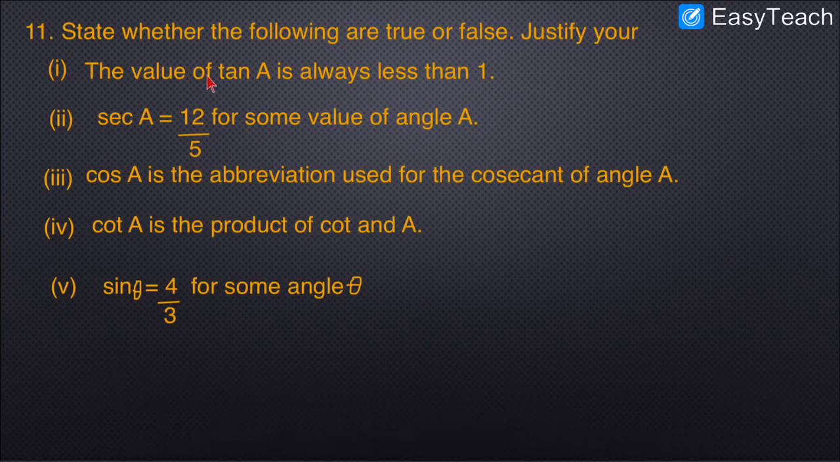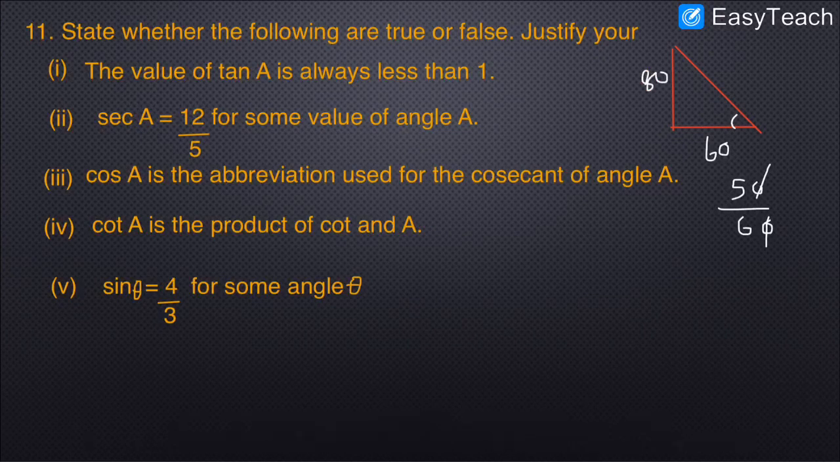State whether the following are true or false. Justify your answer. See the first question. The value of tan A is always less than 1. False, because the sides of a right angle triangle may have any length. For example, this is 60, this is 50. So tan A is opposite by adjacent, 50 by 60, which is less than 1.